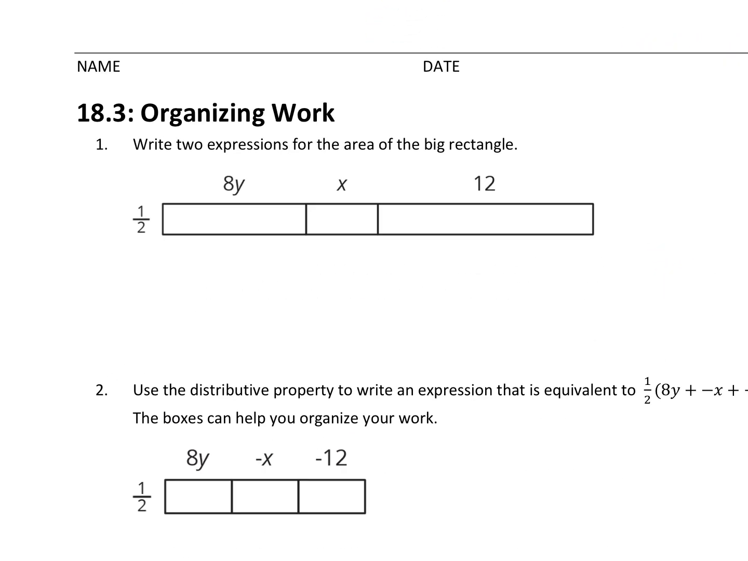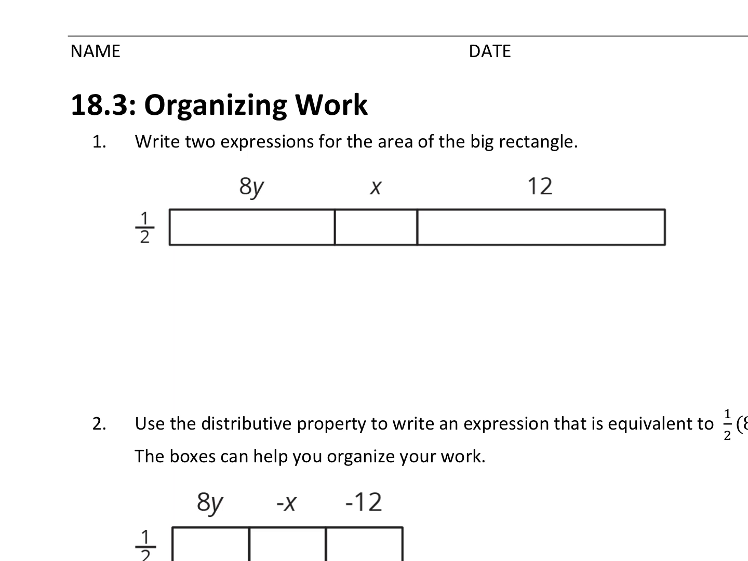All right, so let's write 2 different expressions for the area of the big rectangle. So the overall big rectangle, I know if I add these sides up, that's 8y plus x plus 12. None of them are like terms, so I can't add them. I can't put them together. And I'm going to multiply that by the height of the rectangle, which is 1/2. So that's one way of doing it.